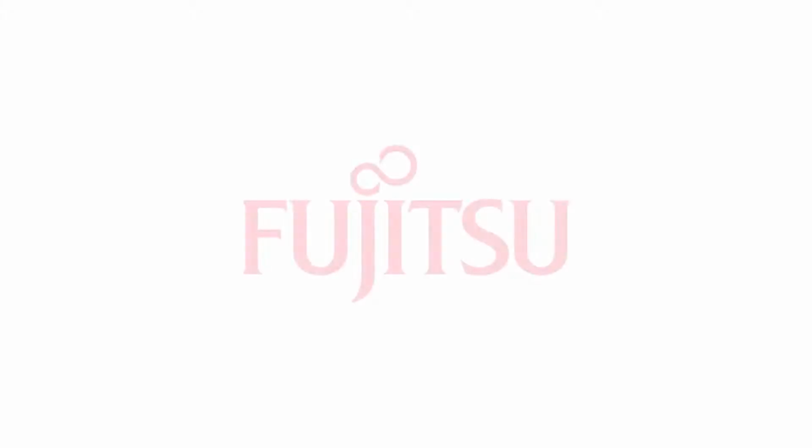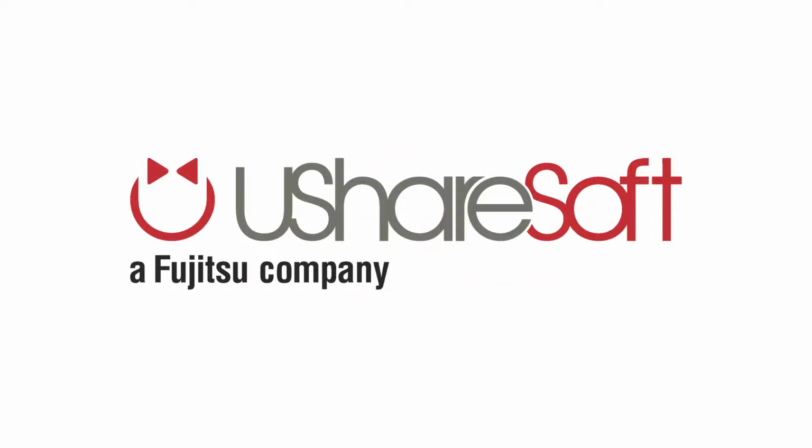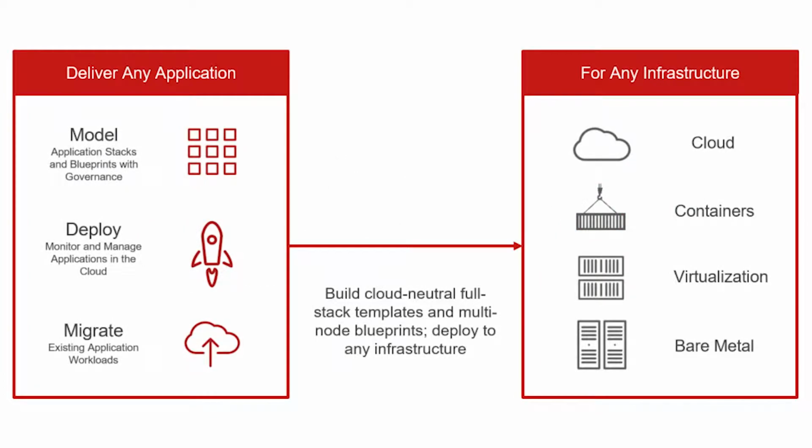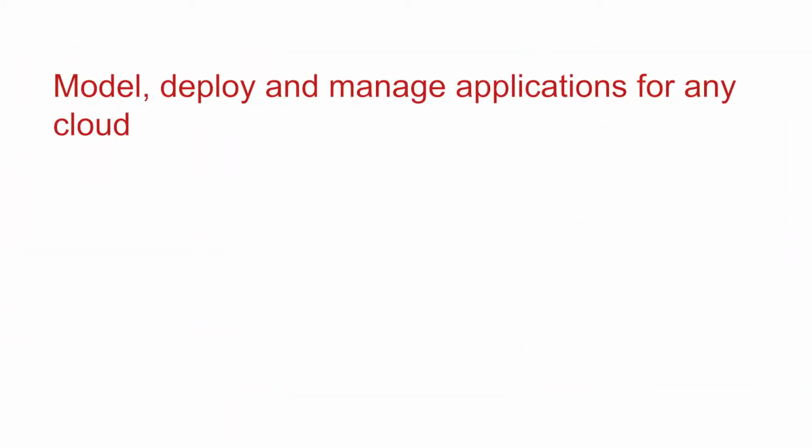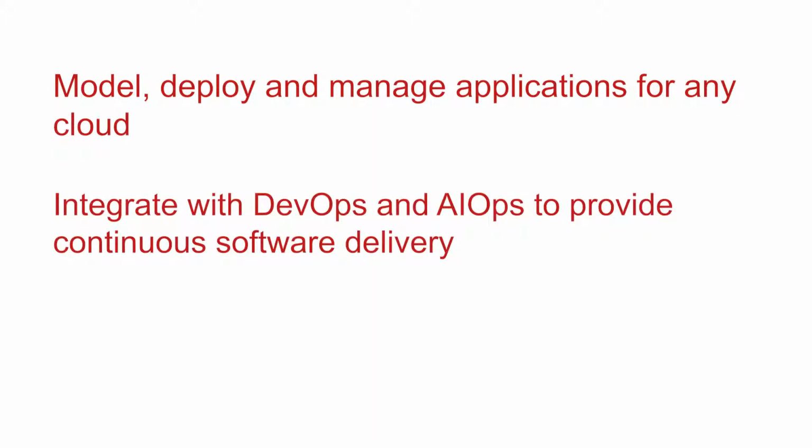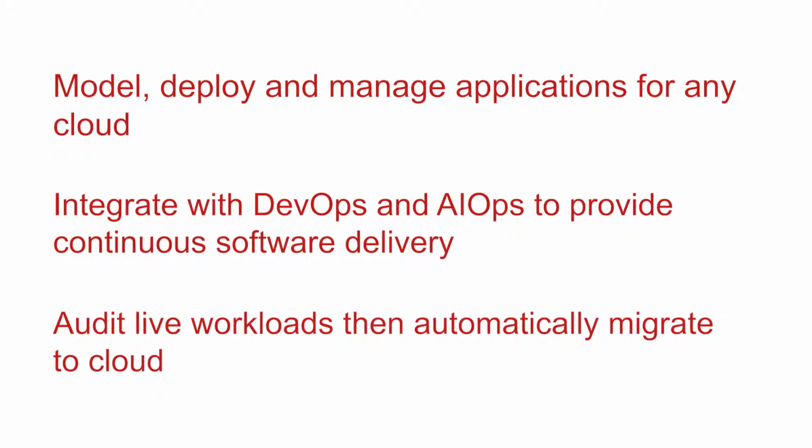In this video, we'll show you how UForge AppCenter from Fujitsu and its UShareSoft subsidiary lets you create infrastructure as code, modeling complex multi-node applications, then deploying to any cloud. UForge is an application delivery and management platform for hybrid IT. It lets you model, deploy, and manage applications for any cloud, integrate with DevOps and AIOps to provide continuous software delivery, and audit live workloads, then automatically migrate to cloud.